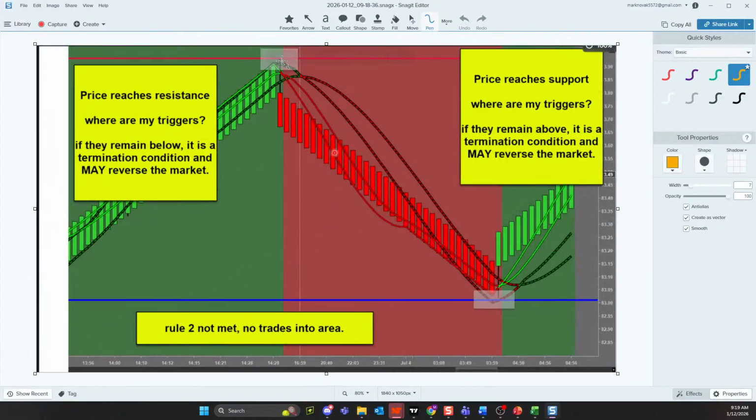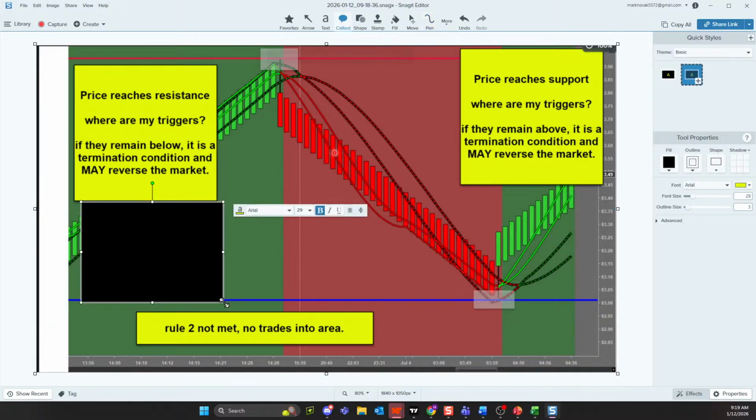So when price reaches an area and the large crowd gets there, all you have to do is count trigger lines. So ask yourself, where are my triggers? If all 4 trigger lines remain below resistance, if all 4 trigger lines remain above support, you have reached an area that could stop the market. Now watch this. It could stop the market.